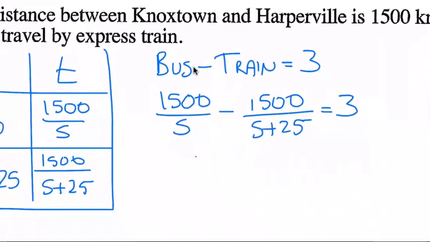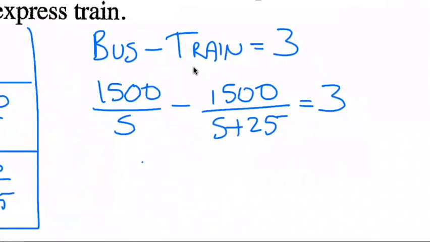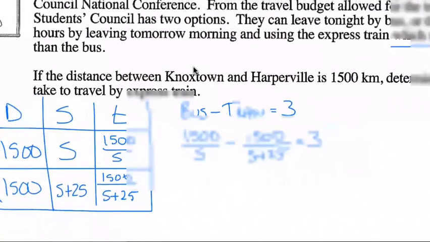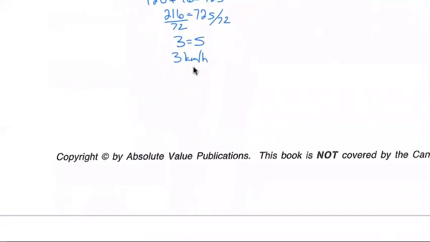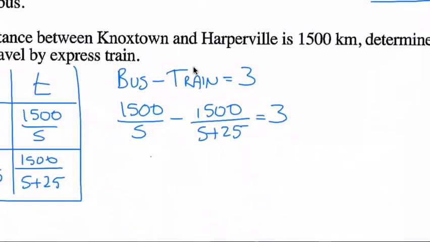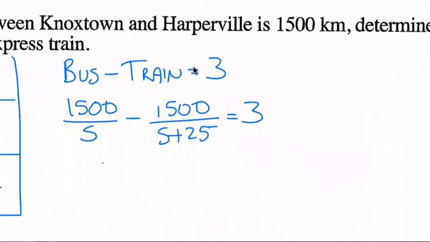Now I have a rational expression and I can solve. Actually, we didn't do a non-permissible value, did we? Speed cannot equal 0. Obviously, if it's 0, then it's not going to do anything. Here, S, speed cannot equal 0, or speed cannot be negative 25, right?